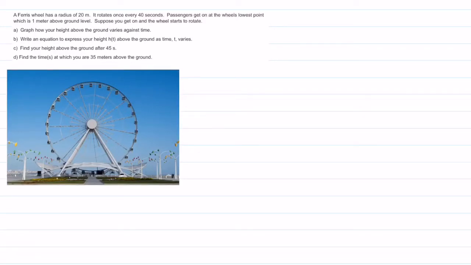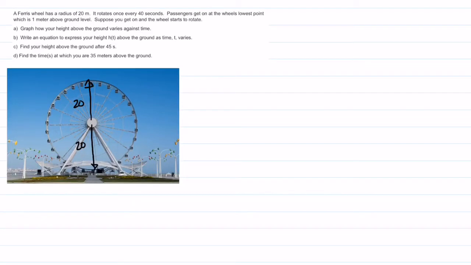So first thing I'm going to do is try and get a sketch of what's going on. So I'm actually going to just draw on top of this Ferris wheel here just to show everything. So the radius of the wheel is 20 meters. So that's middle to the top, middle to the bottom. And then the bottom is actually 1 meter off the ground.